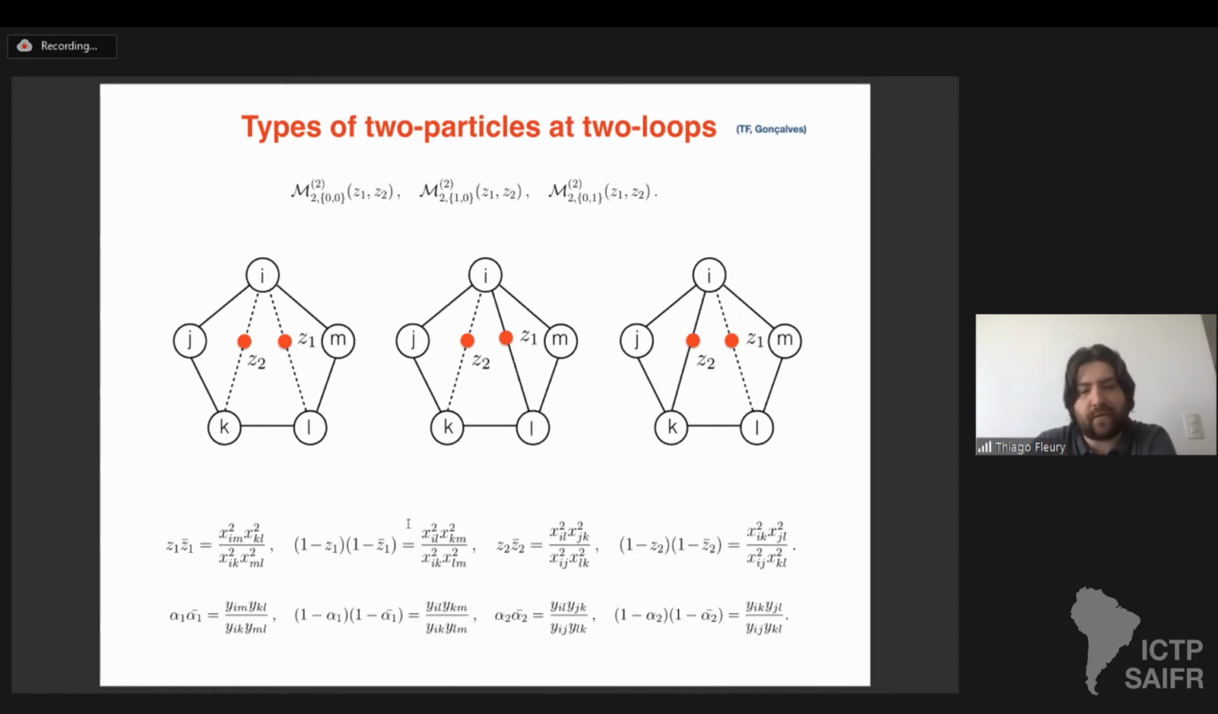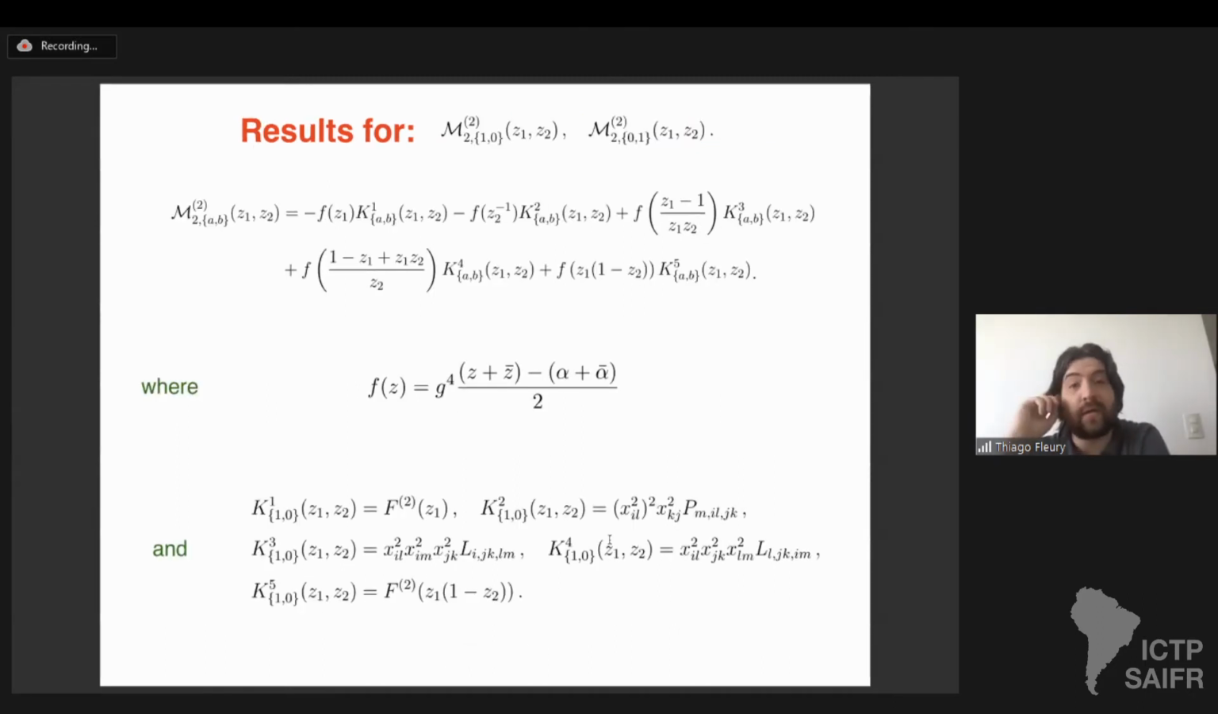So you have just four cross ratios. I will be working on the plane, so the fifth cross ratio is a function of these four cross ratios. And we also have these R-charge cross ratios that I'm also defining in terms of the Y's. So, okay, let's move to some results. I'll give you the results for these guys. I will start with this 1, 0 and 0, 1 because they are easy.